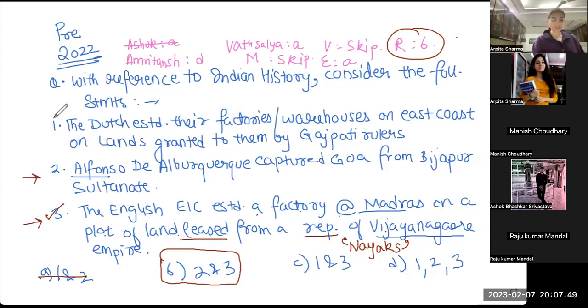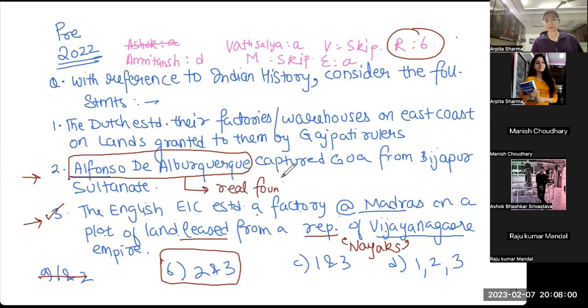Alfonso de Albuquerque की जब हम बात करते हैं, so he is considered to be the real founder of Portuguese power in India. Alfonso de Albuquerque, write it down. He is known as the real founder of Portuguese in India. So we discussed this in the last lecture also, that he captured Goa from Bijapur Sultanate. So obviously factual information is second statement is also correct. C will be eliminated. First statement, they are saying Dutch established their factories on east coast on lands granted to them by Gajapati rulers.